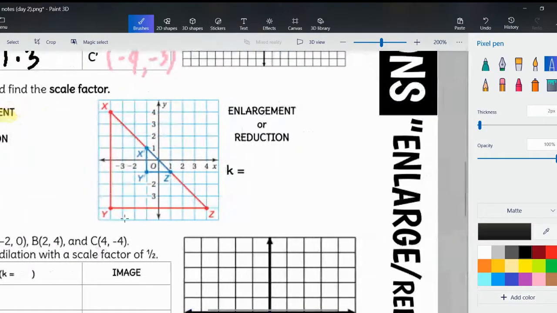The next one, we start out with X, Y, Z, and we're getting smaller into X prime, Y prime, and Z prime. So if you want to figure out if that's an enlargement or a reduction, it's getting smaller. It has to be a reduction.